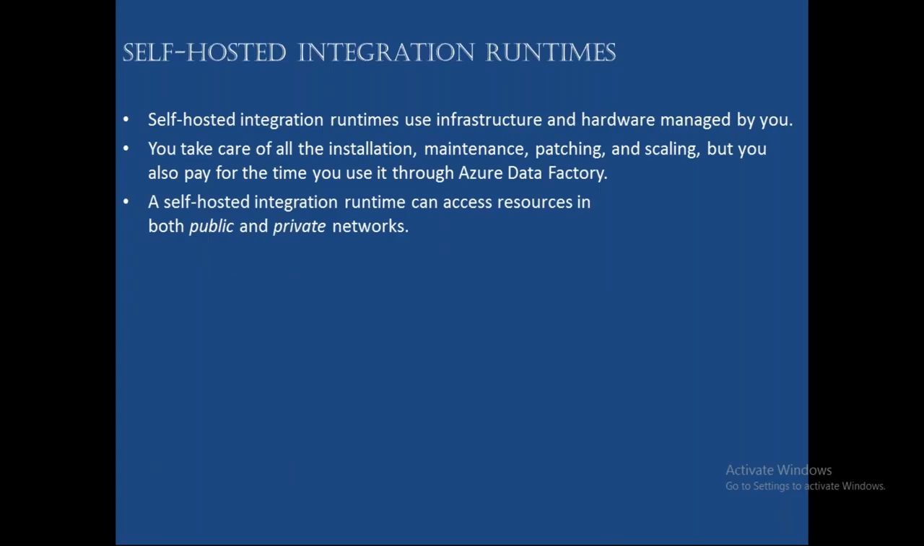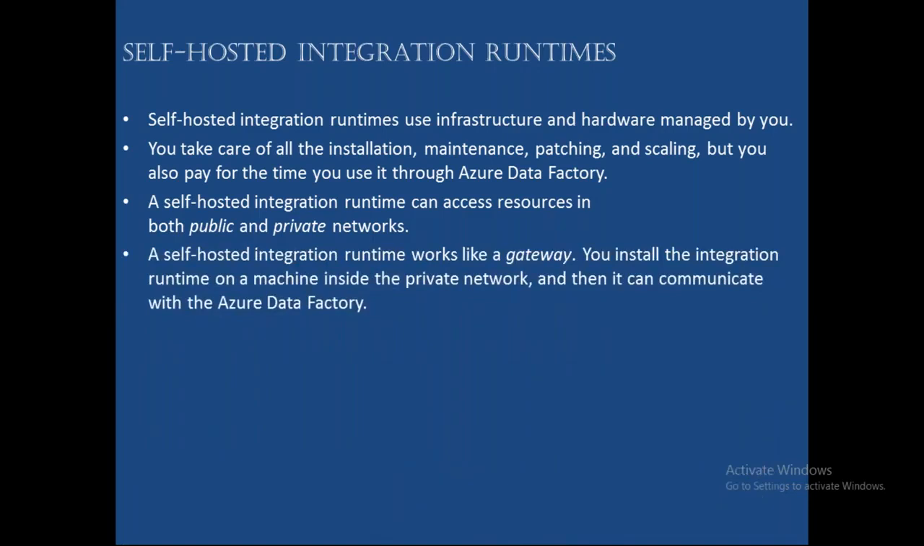But if you have an Azure IR, you can access only data which is there in a public network. Okay. Next, self-hosted integration runtime works like a gateway. So it is a kind of gateway between the private and the public network. You install the integration runtime on a machine inside the private network, then it can communicate with the Azure Data Factory. How can it communicate with the Azure Data Factory? You need to register the self-hosted IR with the Azure Data Factory key. That's what we have done, right? Fine.